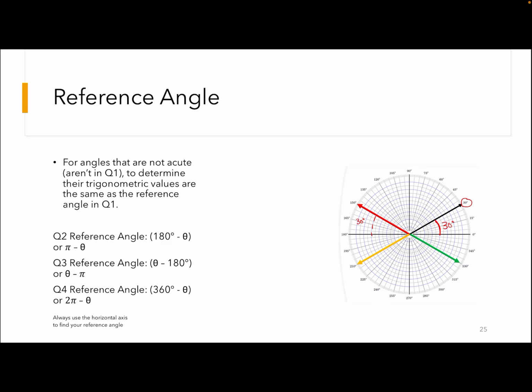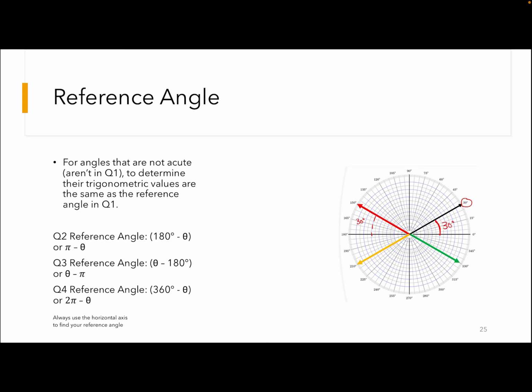So then when we look at 210 degrees, because it's a quadrant 3 angle, you're going to subtract 180 from that angle, which is 210. So 210 minus 180 gives us 30 degrees. The quadrant 2 reference angle was 180 degrees minus 150 degrees, which gave us 30 degrees. And in quadrant 4, we have 330 degrees. So we're going to do 360 degrees minus 330 degrees, and that's still going to equal 30 degrees.